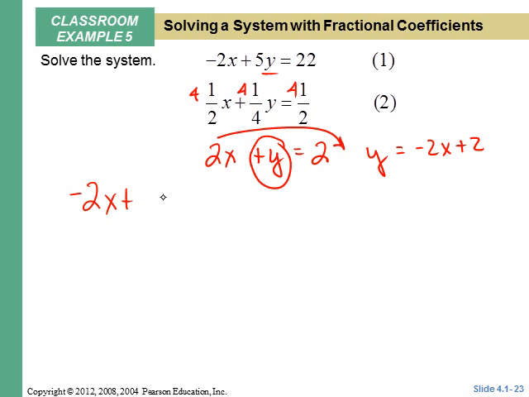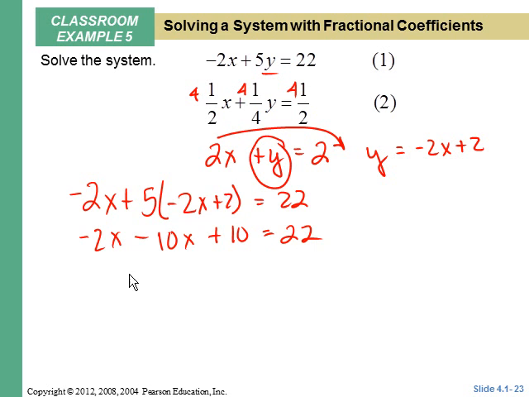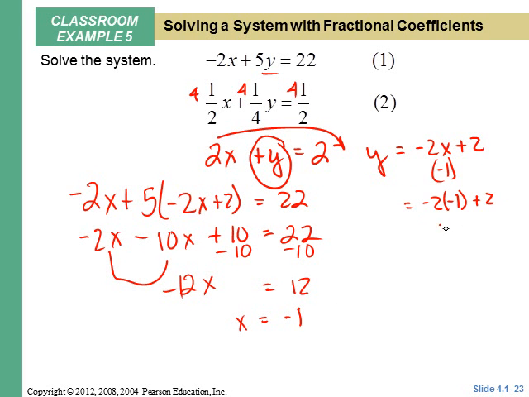So it's negative 2x plus 5 parentheses negative 2x plus 2 equals 22. Negative 2x minus 10x plus 10 equals 22. Negative 12x, I gotta make sure I got this right. Negative 12x, subtract 10 from each side, equals 12. So x is negative 1. Substitute that in here. Negative 2 times negative 1 plus 2. This is 2 plus 2. So x is negative 1. Y is 2 plus 2, which is 4.